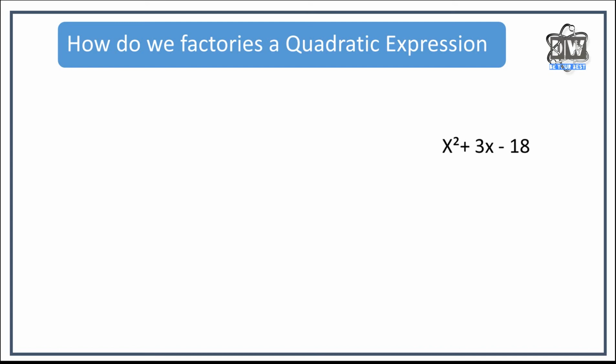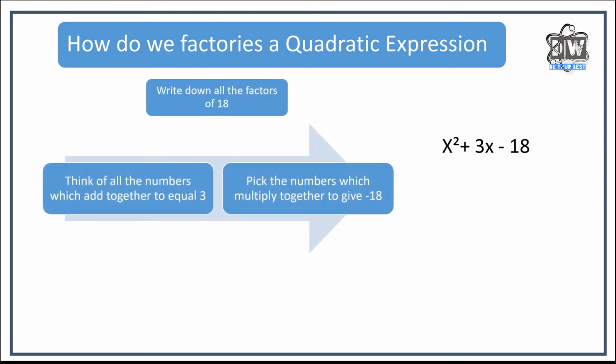All right, so here we go. First step is write down all the factors of 18. 1 and 18. 2 and 9. And 3 and 6. So hopefully you worked out that I can make minus 18 off all of those. But I can't get anywhere near 3 with 1 and 18. I get pretty close with 2 and 9. I can get to 7, but I can't get there. So I'm definitely going to use 3 and 6.